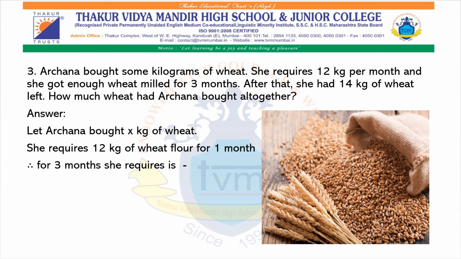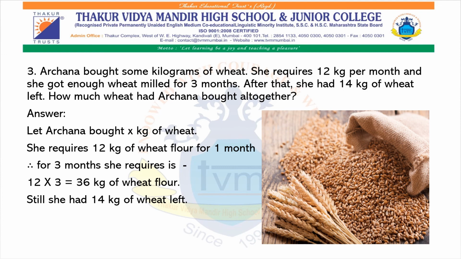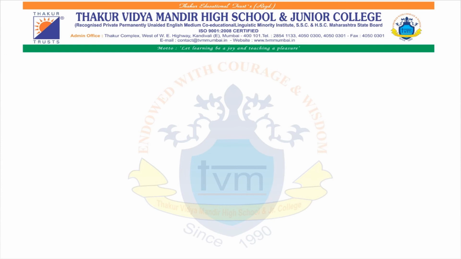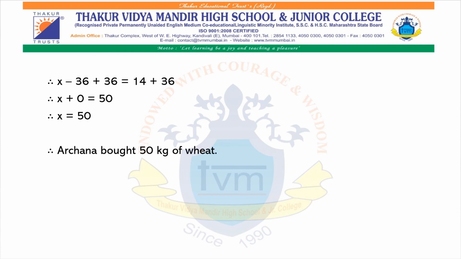Therefore, 3 months she requires 12 into 3 is equal to 36 kg of wheat flour. Still she had 14 kg of wheat left. Therefore, x minus 36 is equal to 14. Adding 36 on both the sides. Therefore, x minus 36 plus 36 is equal to 14 plus 36. Therefore, x plus 0 is equal to 50. Therefore, x is equal to 50. Therefore, Archana bought 50 kg of wheat.